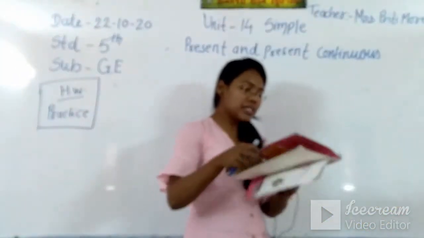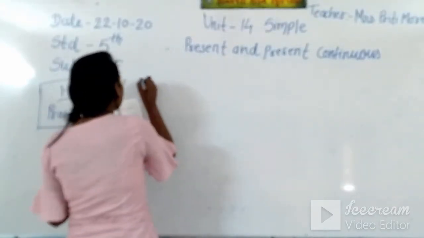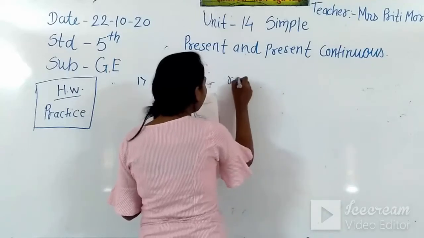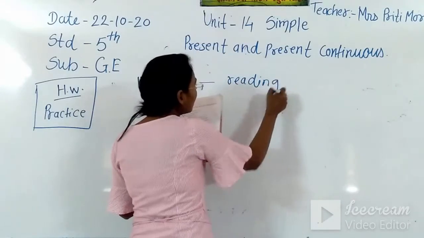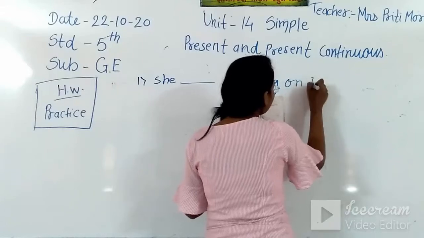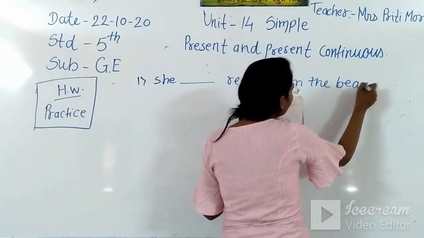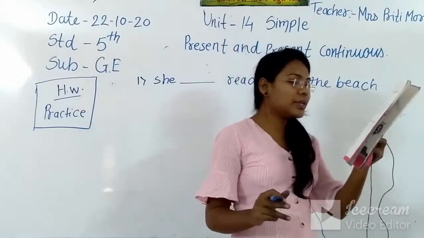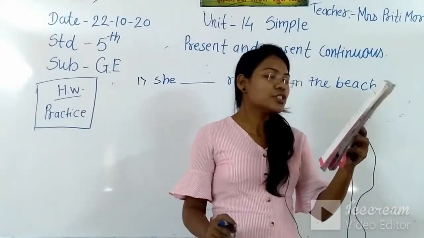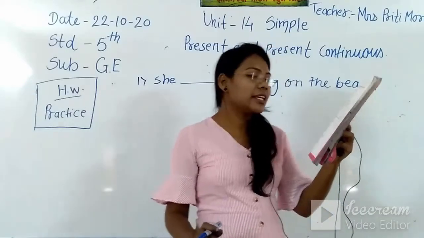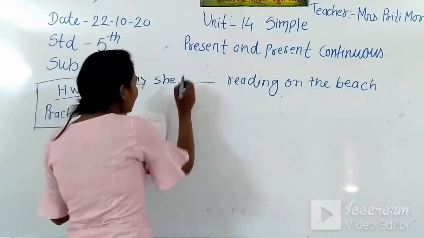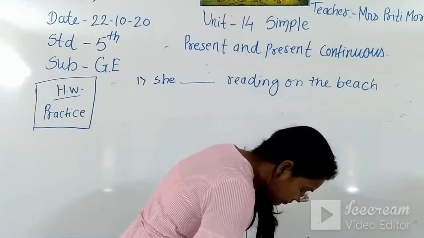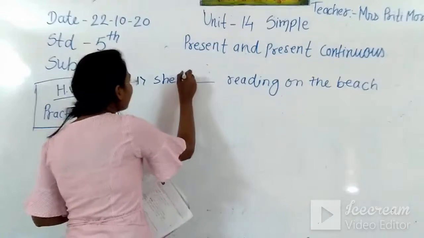Now what is in the first sentence? She blank space reading on the beach. 2 options are there, A likes and B is liking. So she likes reading on the beach. So what will come here? Here will come likes.